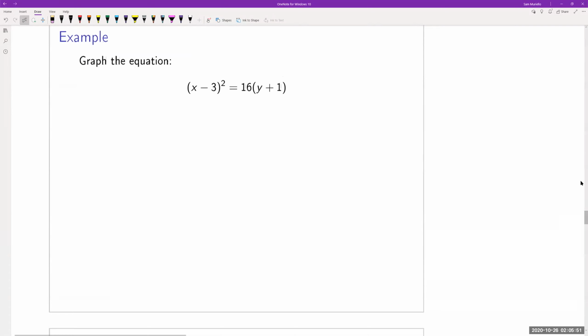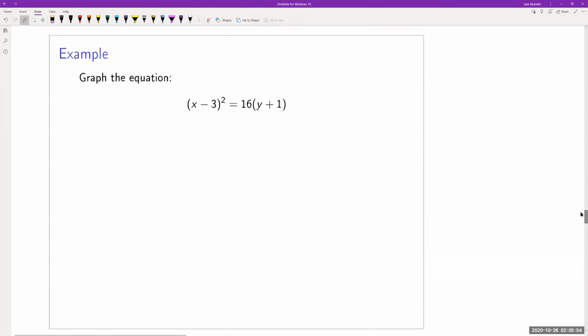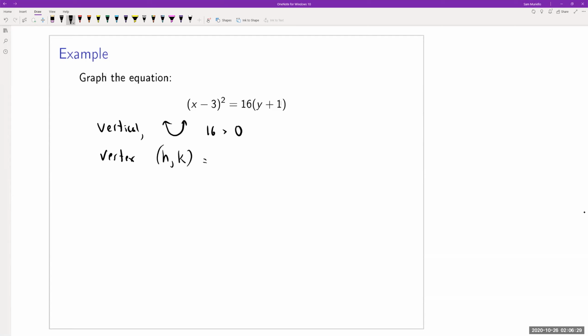We would like to graph x minus 3 squared is equal to 16 times y plus 1. So here's what we can glean from this information. It is going to be vertical, and it's going to be upwards facing because 16 is greater than 0. If this was a negative number in front of y, it would end up being a downwards facing parabola. Next, we are going to determine where the center is, or not the center, excuse me, the vertex in this case. The vertex, h comma k, would be 3, -1. This part stays the same for the entire section.